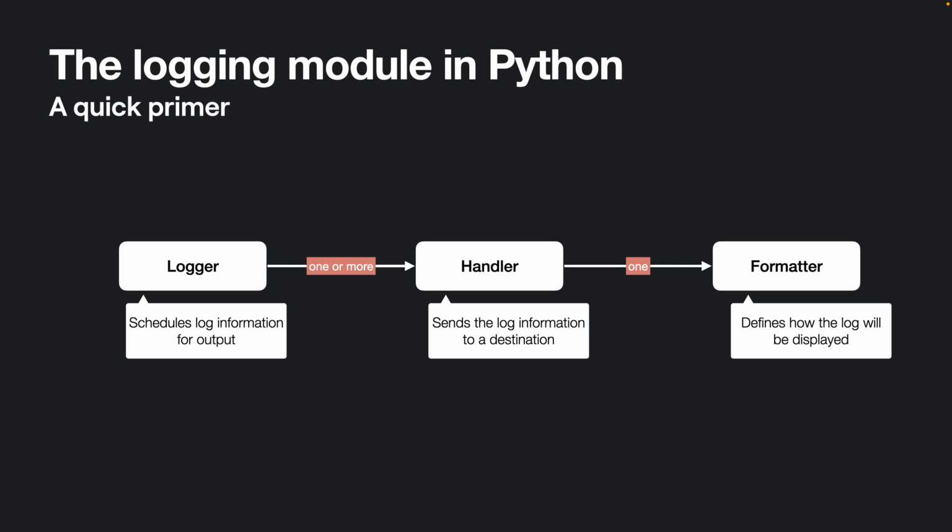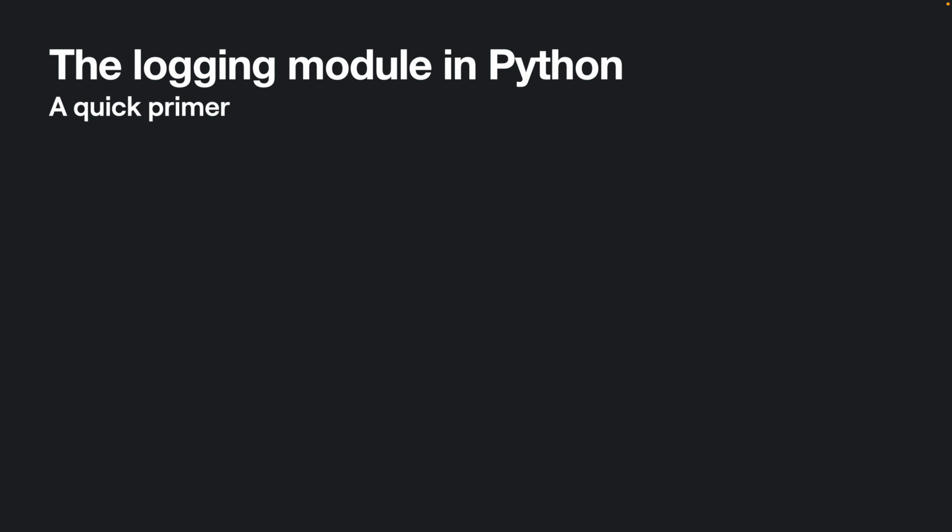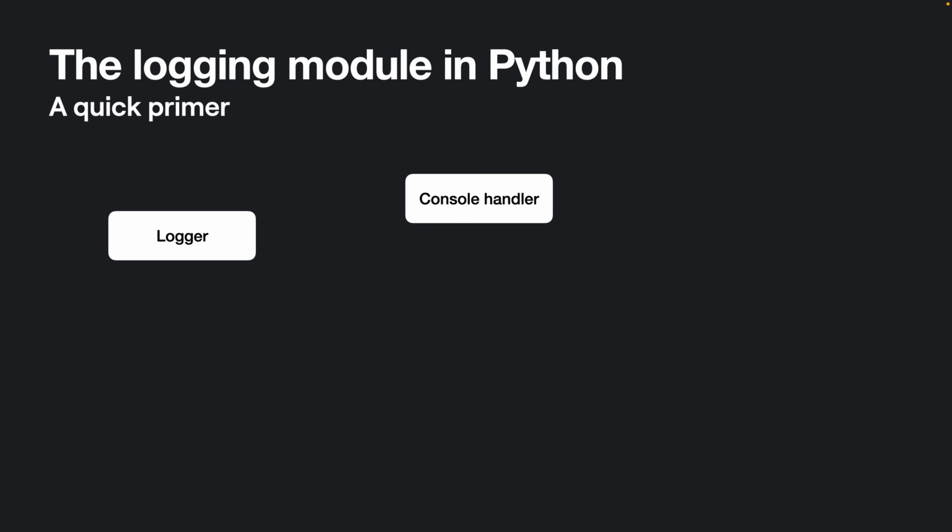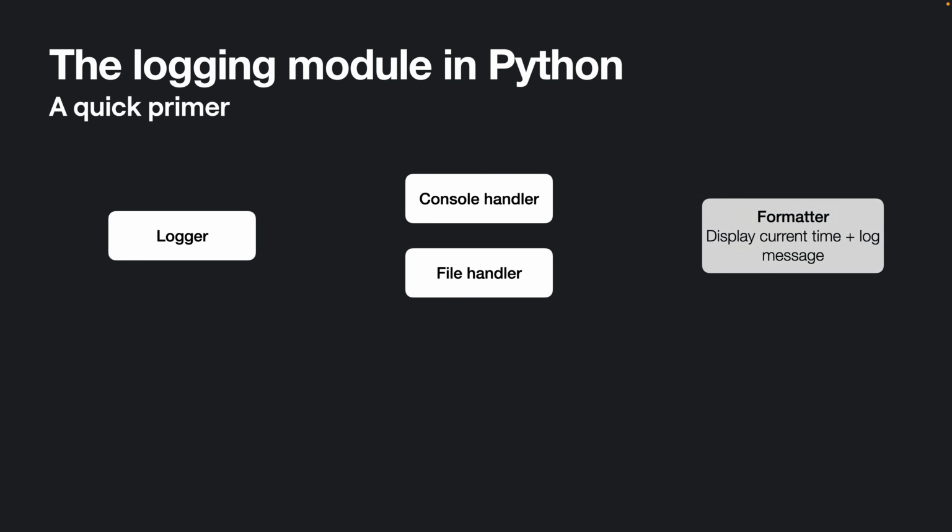So what parts of the log information will be printed out to the console, for example, or put into a file, and what parts will not be displayed. Let me give you an example. You've got your logger, and then you may have two handlers, let's say, a console handler and a file handler. There's a few different handlers you can use, and we'll go through them throughout the course of this section. And then you've got a formatter that is set up to display the current time and the log message.